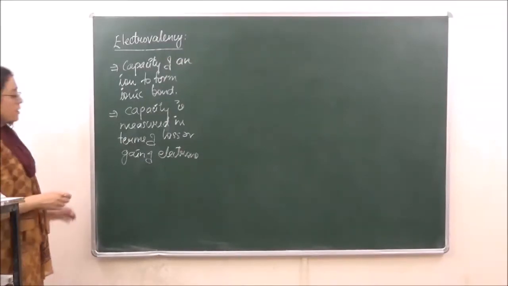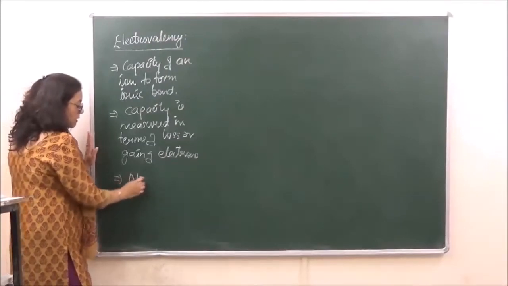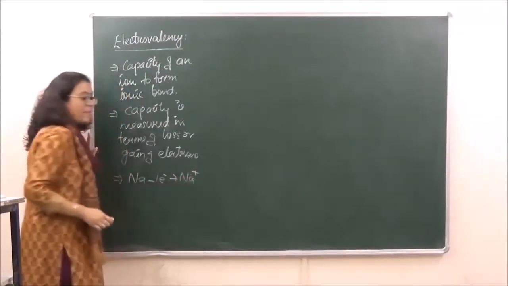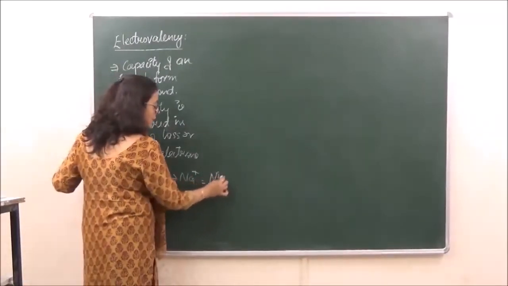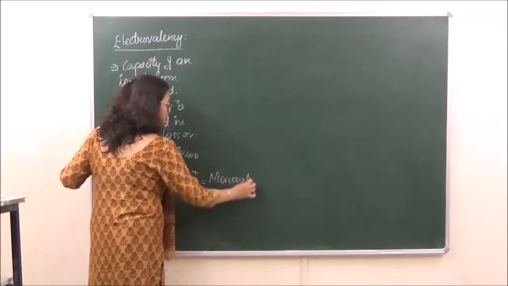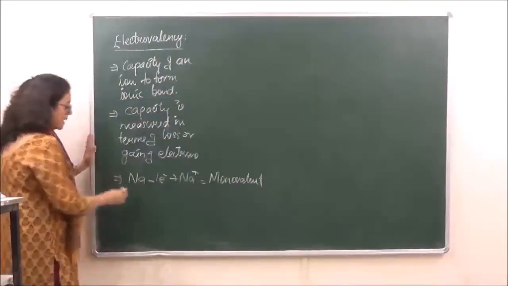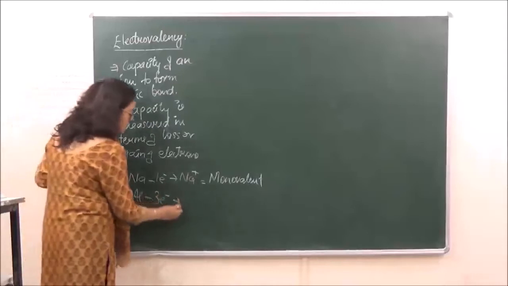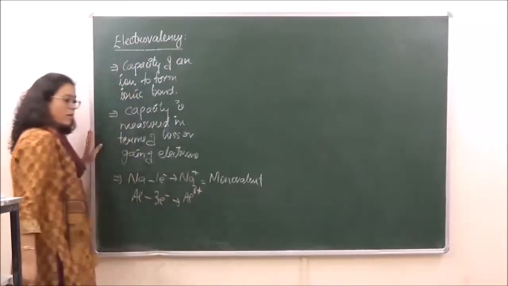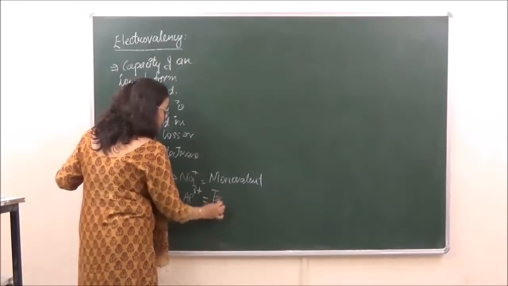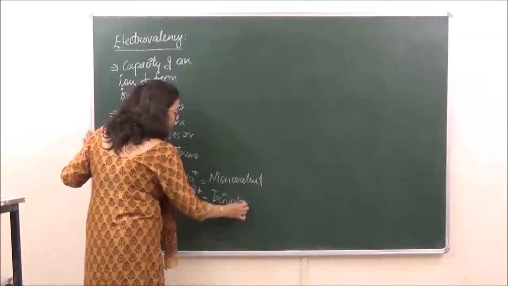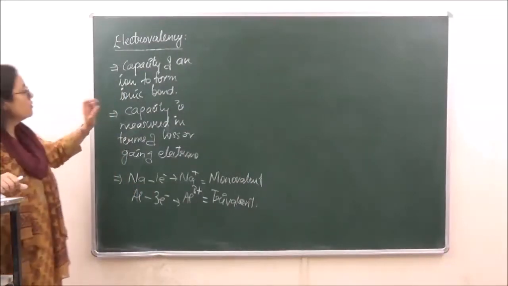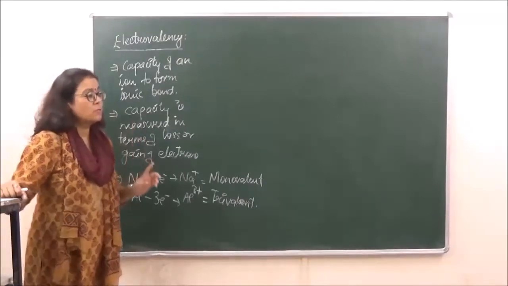For example, if we are talking of sodium, we know that sodium has a capacity to lose one electron. Therefore, we say that sodium is monovalent in nature. In a similar manner, aluminium has a tendency to lose 3 electrons, so we say that aluminium is trivalent in nature.